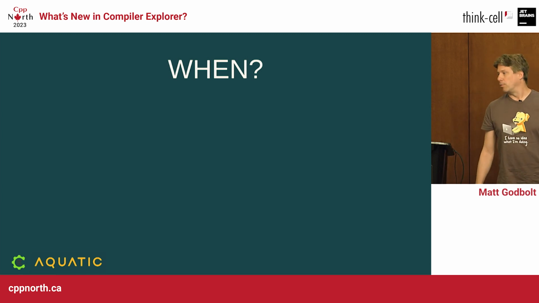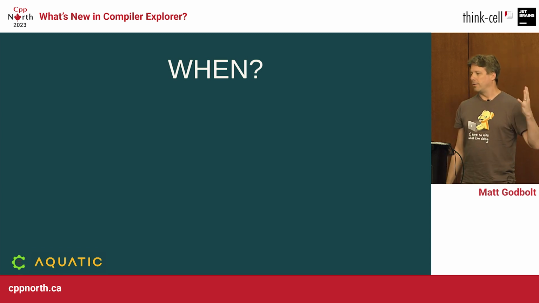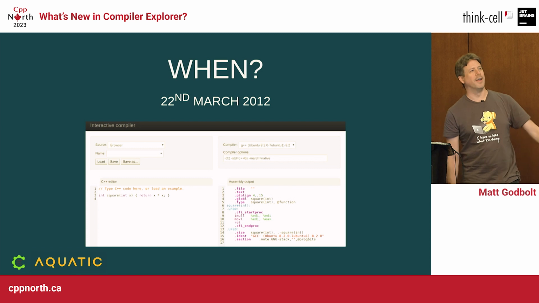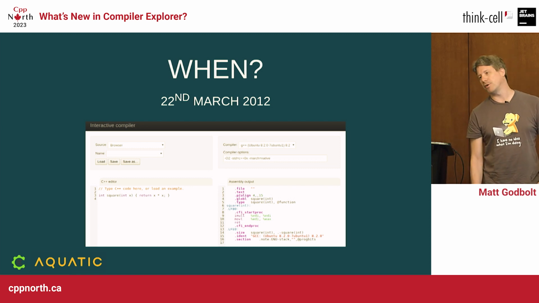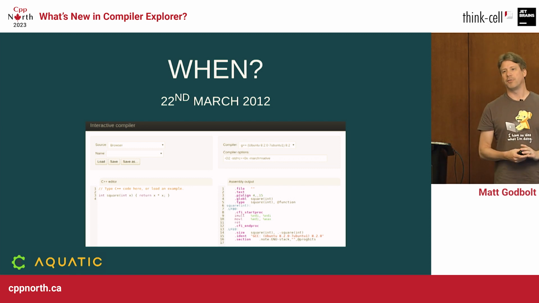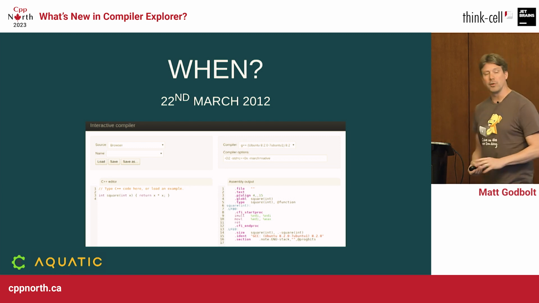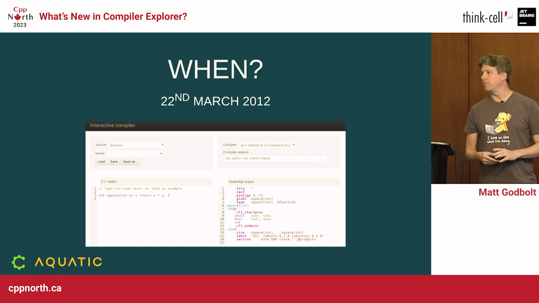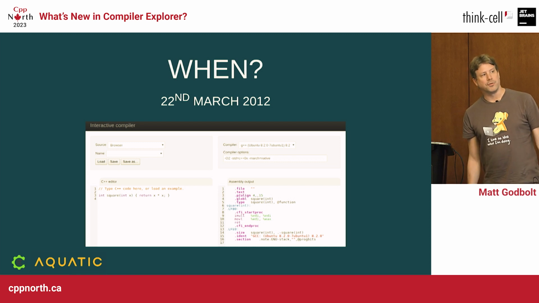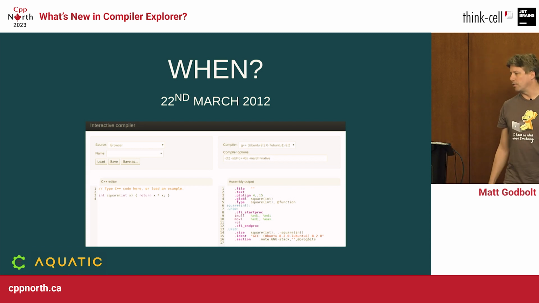So how, or when? When was Compiler Explorer born? It was born on the 22nd of March 2012, the first public commit for it. So it's kind of old now, 11 years old. It used to look like this. This is the earliest version in the Git repo. If you check out the first version and just type make, it still mostly works, which is a surprise given all the things that have changed in technology since then.